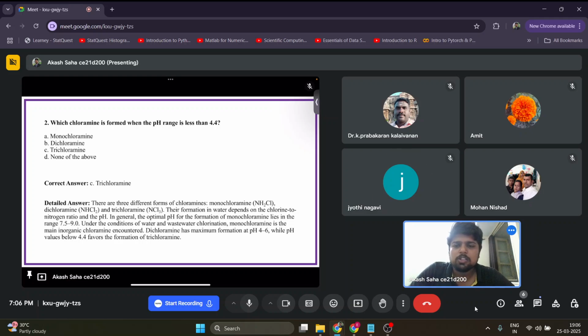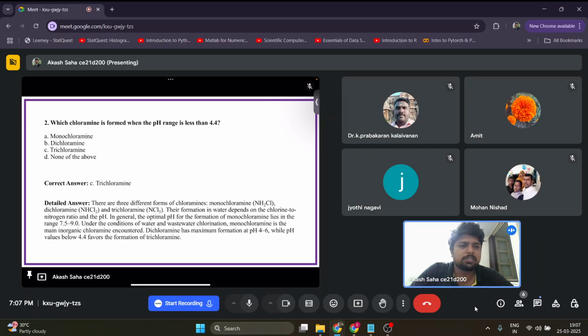and trichloramine. As you know, monochloramine will be formed in the pH range of 7.5 to 9, from around neutral pH to a slightly basic pH. Then under more chlorination, when the pH goes down to 4 to 6, dichloramines will be formed. And if the pH decreases further to around 4.4, trichloramines will be formed.